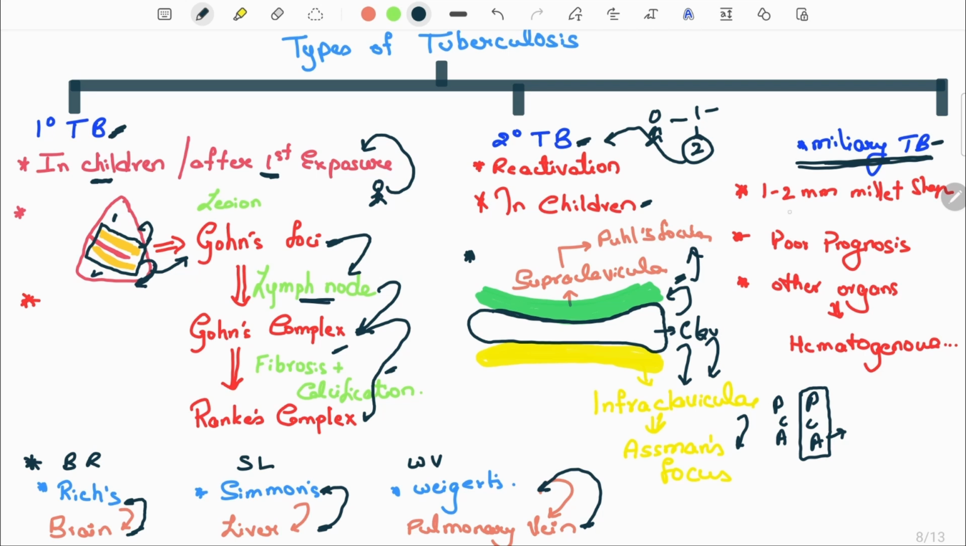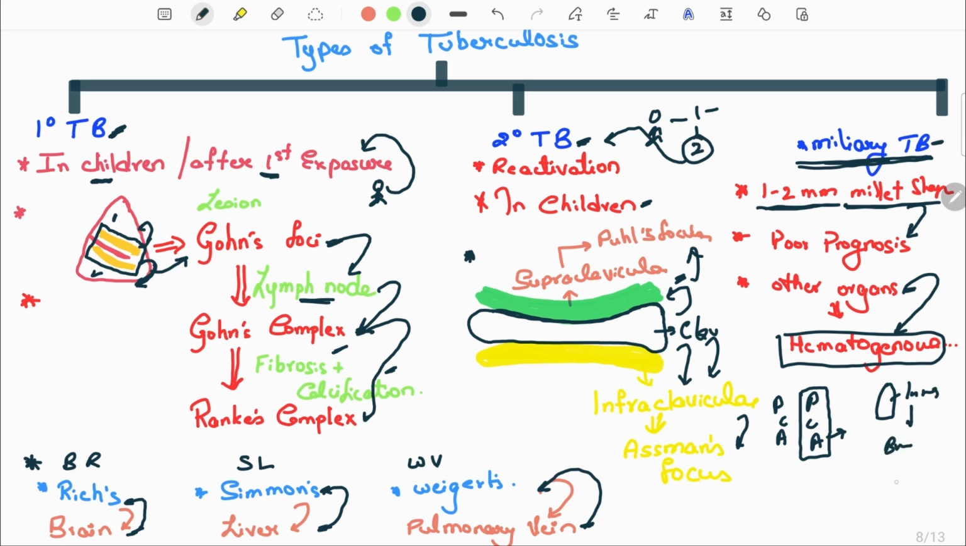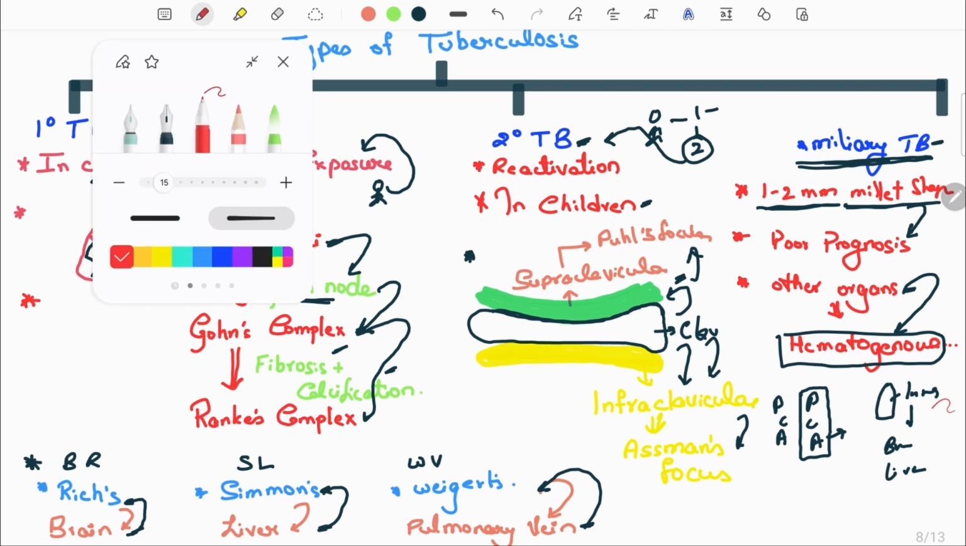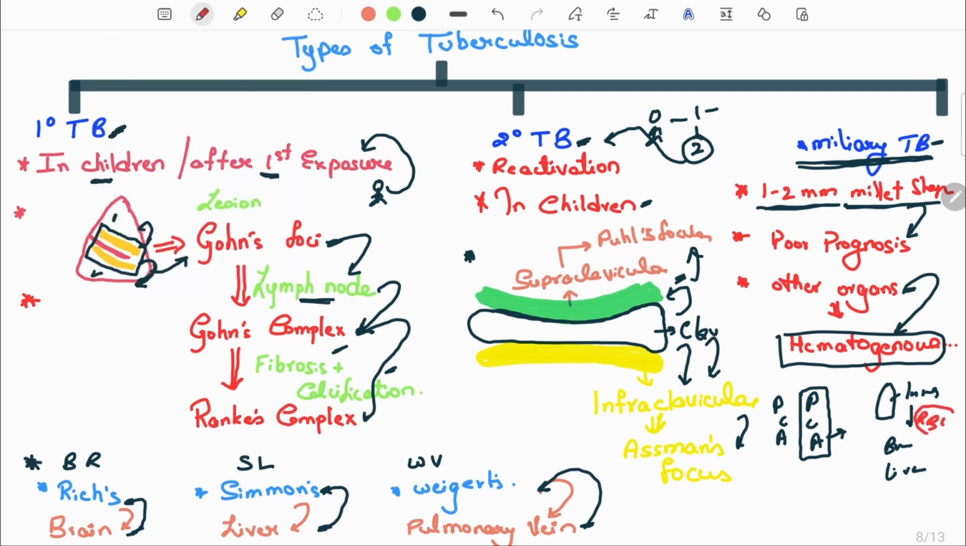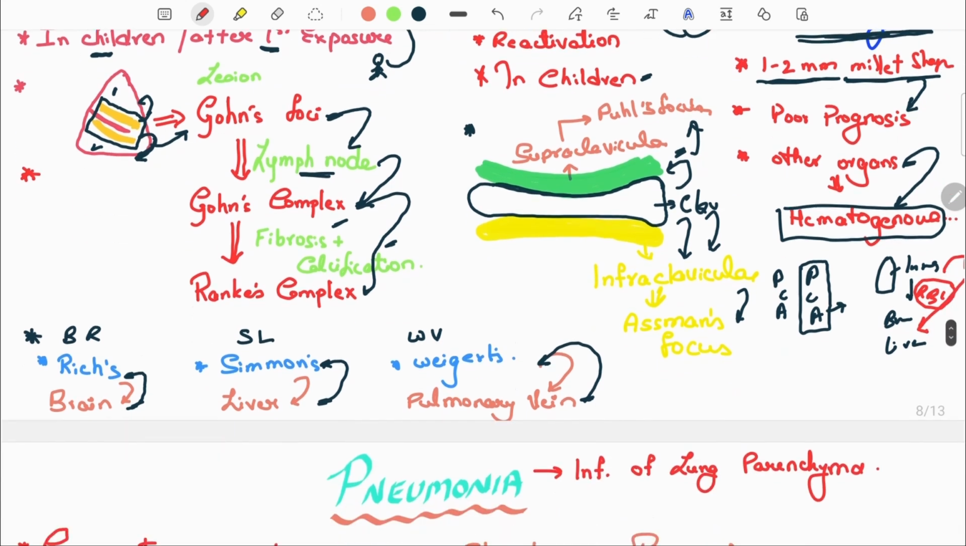The name itself is saying there will be 1 to 2 millimeter millet-shaped nodules. It has a poor prognosis, and there will be involvement of other organs. The other organs get involved because of the hematogenous route, meaning the mycobacteria in the lung reach other organs like brain, liver, anything through blood. Through blood, the disease is getting spread. So these are the 3 types one should know about tuberculosis.